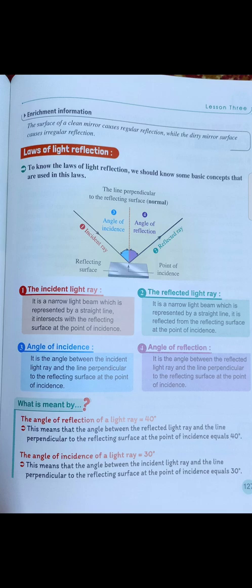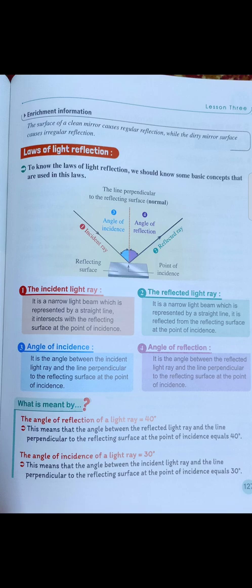Okay, between the incident ray and the normal line we draw, there will be an angle formed. Okay, and we will call this angle the angle of incidence. So what's meant by the angle of incidence? It's the angle between the incident light ray and the line perpendicular to the reflecting surface at the point of incidence.